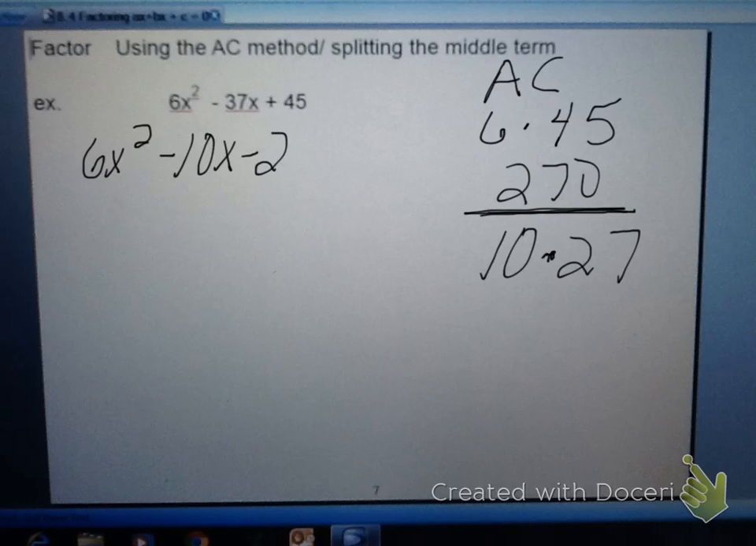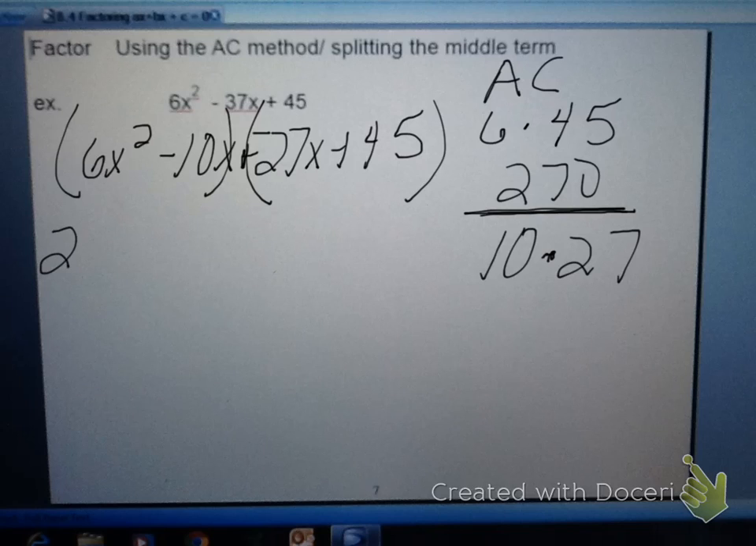It doesn't matter which one you write first. Then I'm going to factor by grouping. Group my first two together. That negative has got to go inside. Group my last two together. I'm going to factor out a 2x, and I get 3x minus 5.